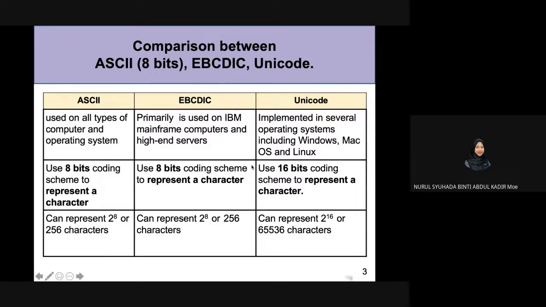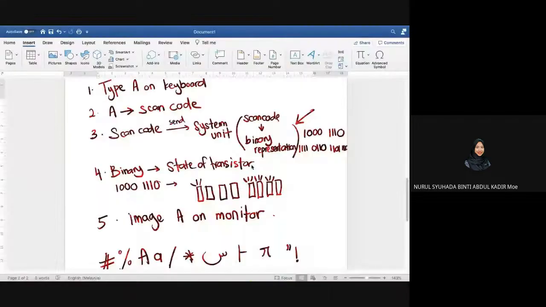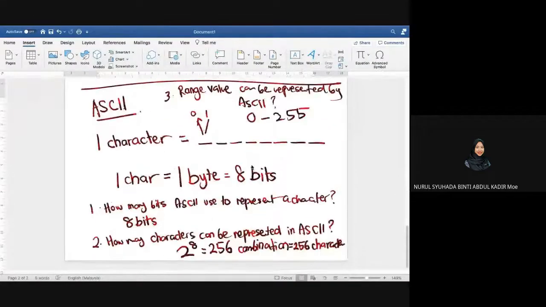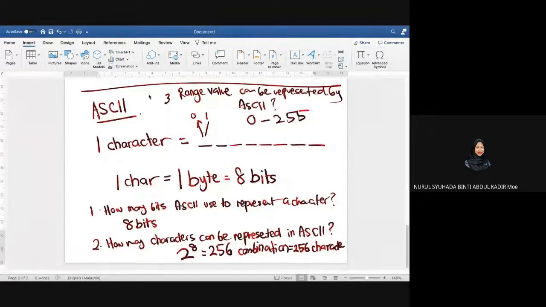Alright, so next kita tengok ABCD class. ABCD sama macam ASCII. It uses 8 bits coding scheme to represent a character. So all the logics are the same like the ASCII just now. Kalau I tukar kat sini ASCII atau ABCD, the logic sama sahaja. One character akan gunakan 8 bit juga. So kalau ditanya how many bits ASCII used to represent a character, 8 bits, sama.